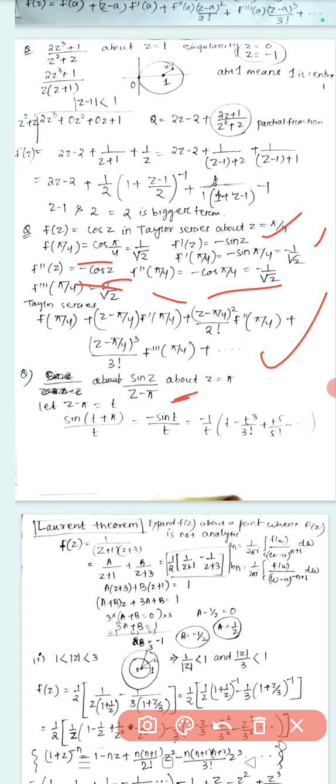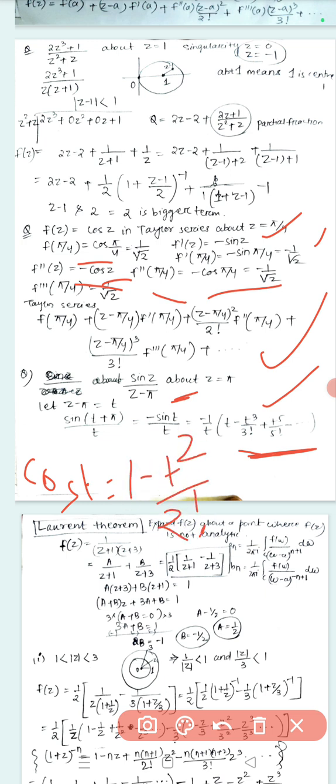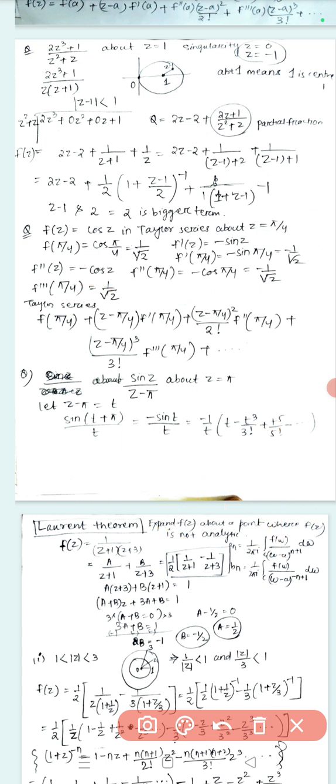This is a question: sin z by z minus pi. So one trick you have to apply, put z minus pi equal to t. We get sin of bracket t plus pi by t. Then by taking minus 1 by t as common, expand the series of sin t, which is t minus t cube by 3 factorial plus t to the 5 by 5 factorial. You have to remember this. This is an important expansion, sin t and cos t. What is cos t? 1 minus t square by 2 factorial plus t to the 4 by 4 factorial.